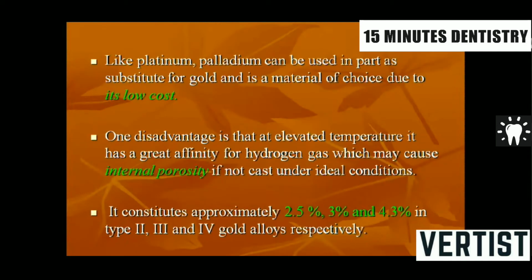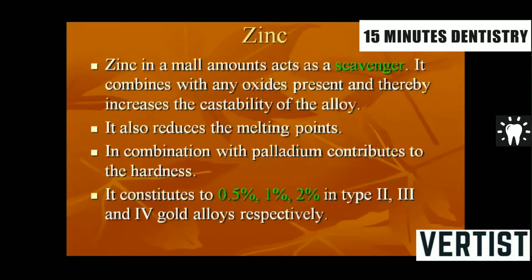Palladium has a low cost as compared to platinum, and in our Bollywood slang, it is called garibon ka platinum, palladium. So it is a cheaper option, and whitens the alloy very effectively. But it may cause internal porosities in the final casting. So again, its limited use is always better. Depending on the type of alloy, 2.5 to 4.3% is the percentage in which palladium is added.